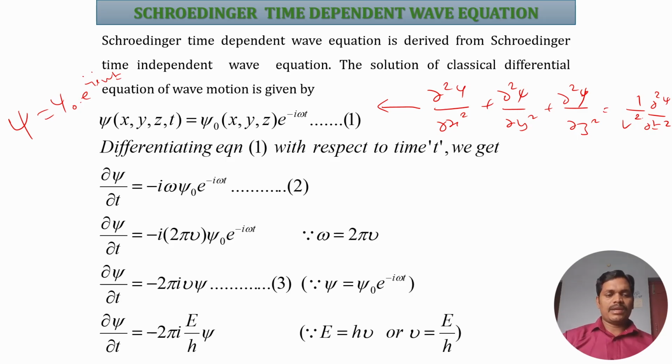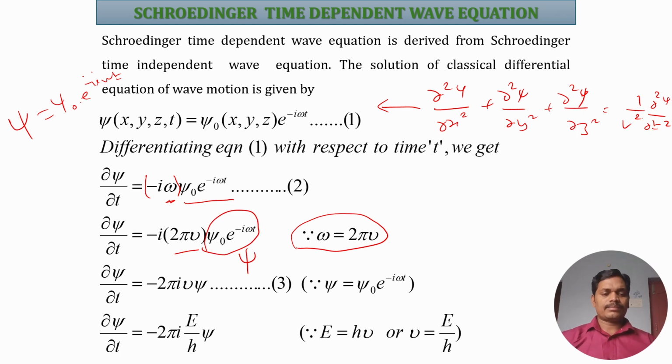So ∂ψ/∂t = -iω ψ₀ e^(-iωt). Here itself we can substitute ψ, that's up to you, or we can continue with this. As we have already discussed the angular frequency, instead of ω you can substitute 2πν. So ∂ψ/∂t = -i·2πν ψ₀ e^(-iωt), or you can substitute ψ here. So we can have ∂ψ/∂t = -2πiν ψ.